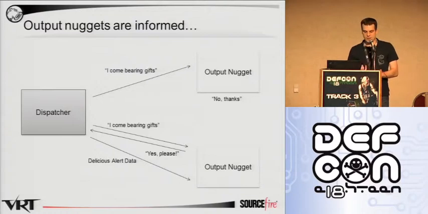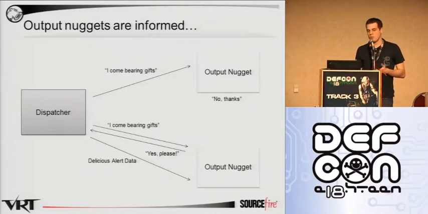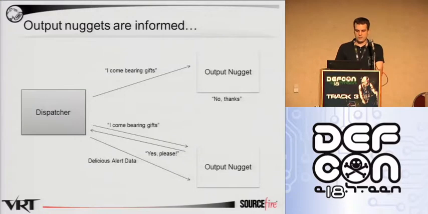Do they want long versions of the data? Do they want normalized data? Do they want the timestamp, the source IP? And if they do, send back that information. The dispatcher packages all that information up for the output nugget. Output nugget then is responsible for formatting it the way that it's designed to do.